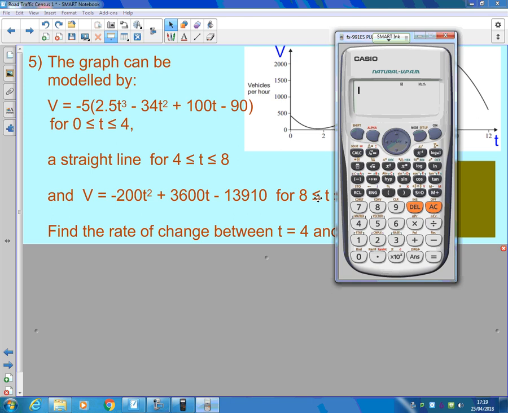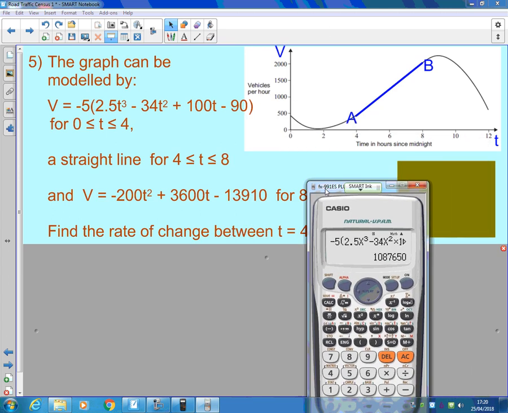So model 1, let's put it in: minus 5, open brackets, 2.5 alpha x cubed, minus 34 alpha x squared, plus 100 alpha x, minus 90. Close my brackets. Okay, minus 5, 2.5 x cubed, minus 44 x squared, plus 100x minus 90. And I want calc 4 because I want the end point on it. Calc 4 equals, something's wrong. It couldn't be that, surely. 2.5x cubed minus 34 plus that. Okay, calc 4, let's try it again. Calc 4 equals 108.